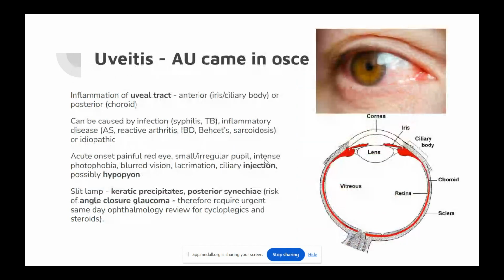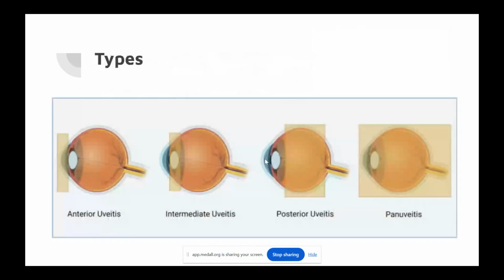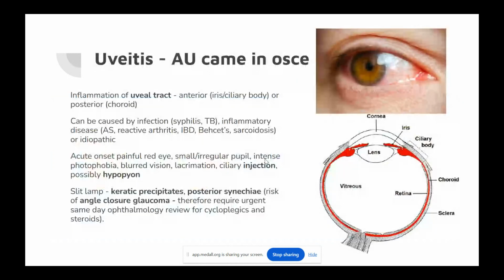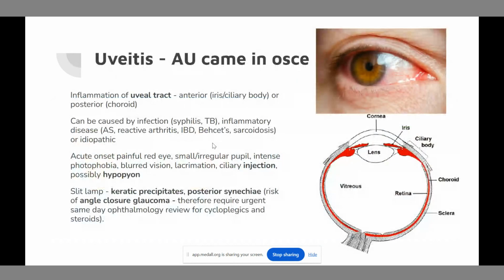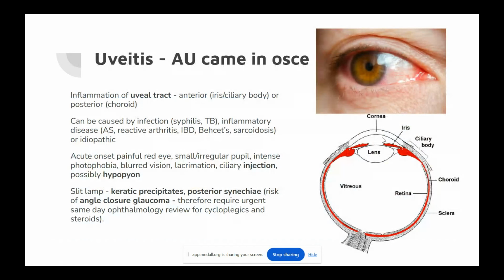Moving on to uveitis, that one also came in my OSCE station. It's basically an inflammation of anything along the uveal tract. So it could be anterior, so your iris or your ciliary body, or it could be a bit more posterior, so an inflammation of your choroid, for example, or it could be panuveitis, which is an inflammation of pretty much everything.